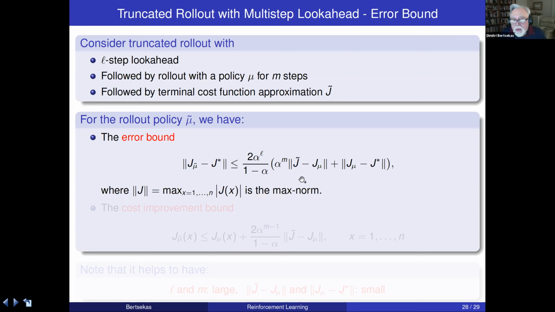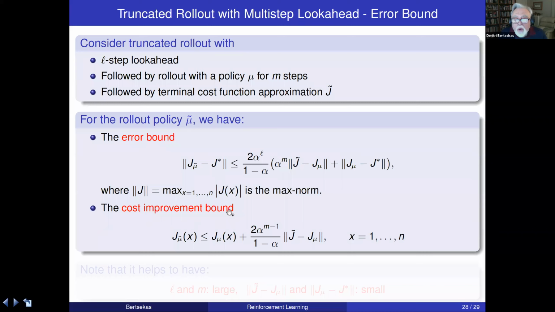Of course, if you were not to use terminal cost function approximation, this term would go to 0 here. And if you're lucky enough to get a base policy that's pretty close to optimal, then this would also go to, it will be near 0. Okay, so this is the error bound between the rollout policy and the optimal policy.